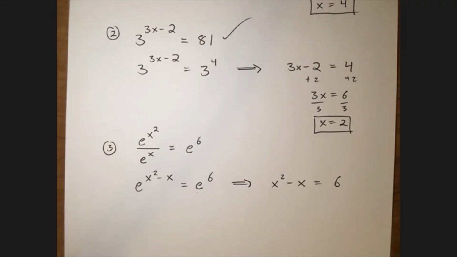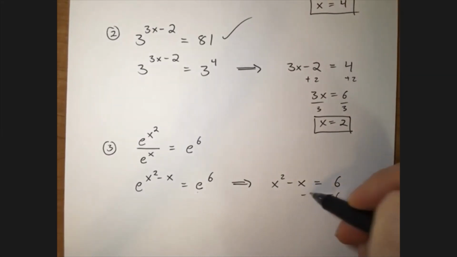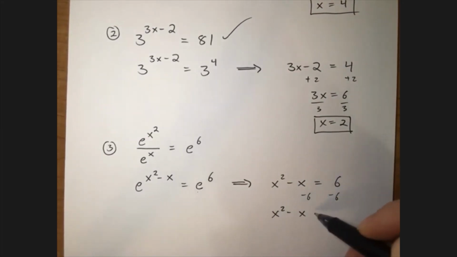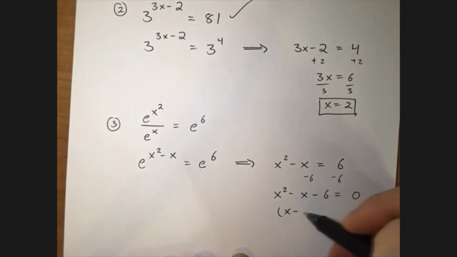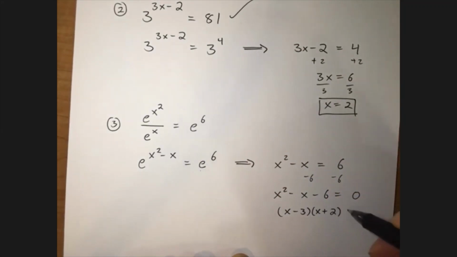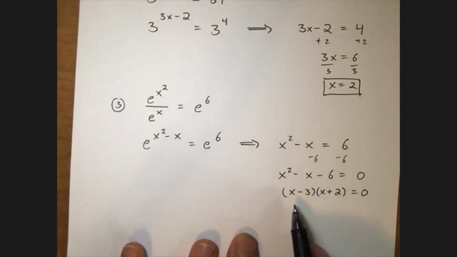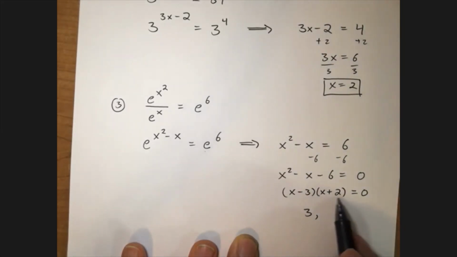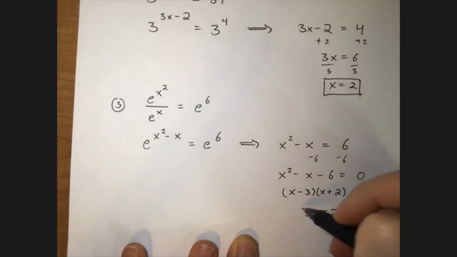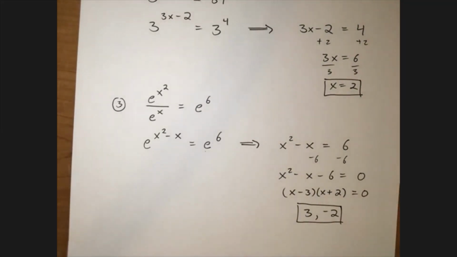How do I solve this? Well, we've talked about lots of methods for solving this. Completing the square works. You could situate this so you could use the quadratic formula, but I think factoring is the easiest way to go. Just subtract 6 from both sides. Factor the left-hand side. And our two solutions just pop right out, right? The thing that makes this 0 is x equals 3. The thing that makes this 0 is x equals negative 2. So there are two solutions here. And you can check them out.